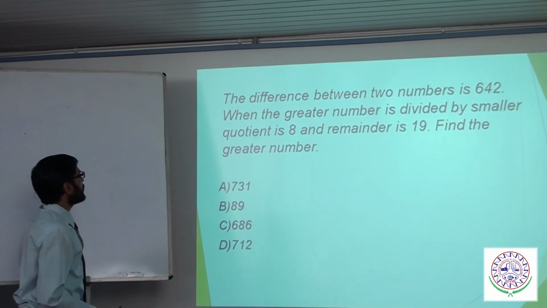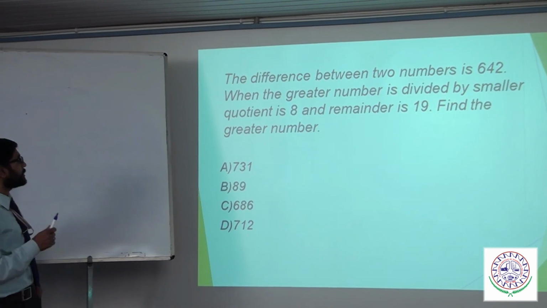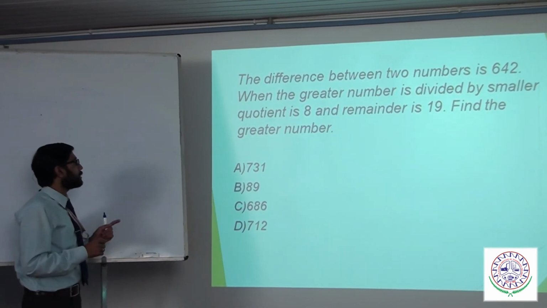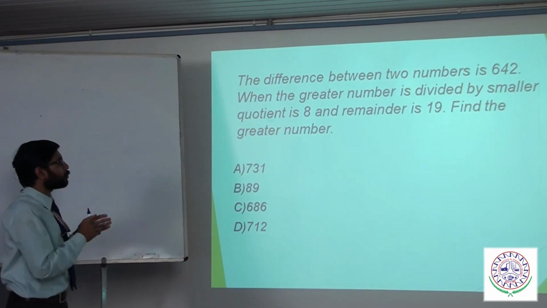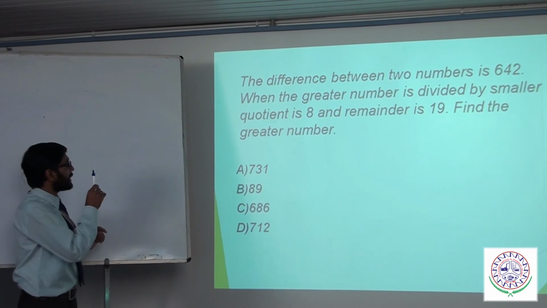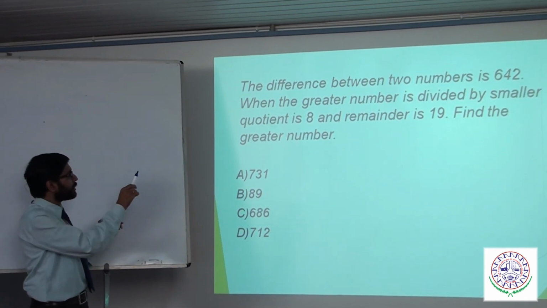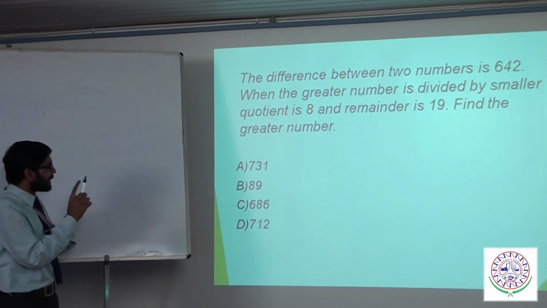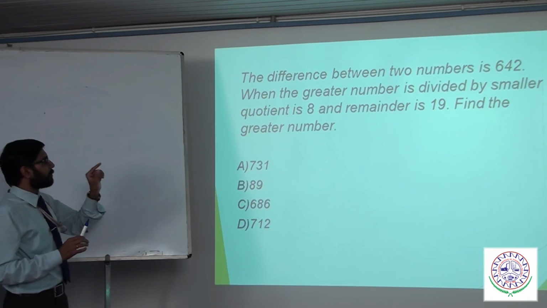The next question: the difference between two numbers is 642. When the greater number is divided by the smaller, quotient is 8 and remainder is 19, find the greater number. So you try to read this properly. The difference between two numbers is 642. When the greater number is divided by smaller, quotient is 8 and remainder is 19.